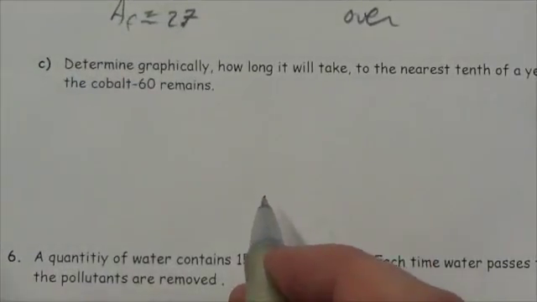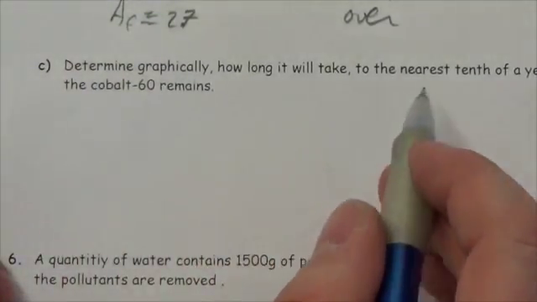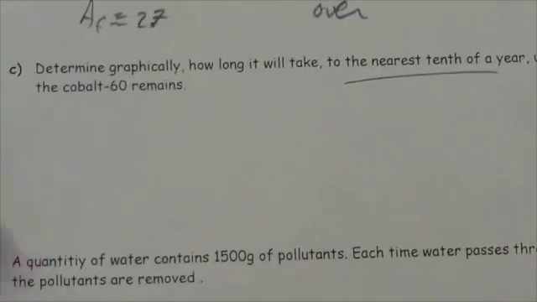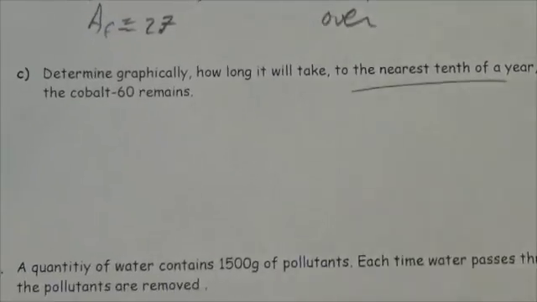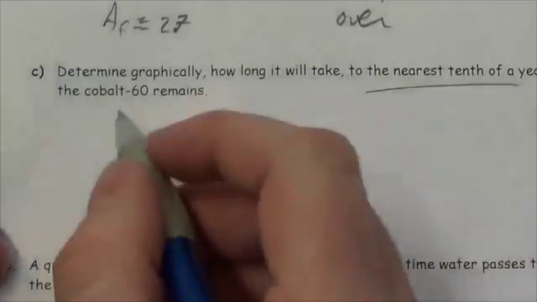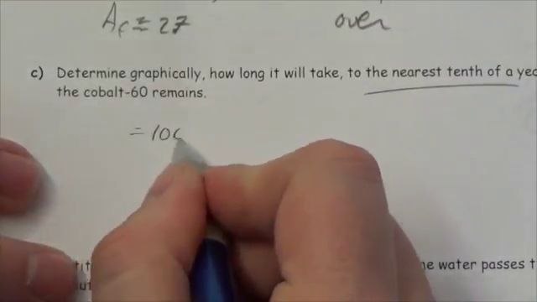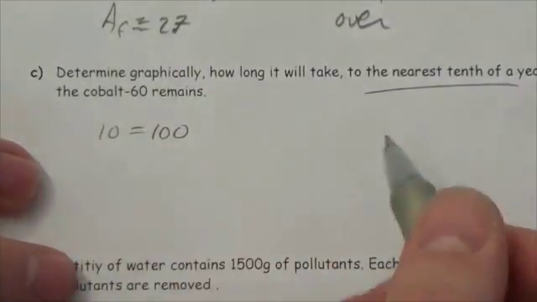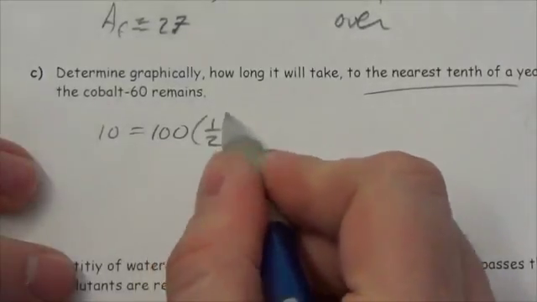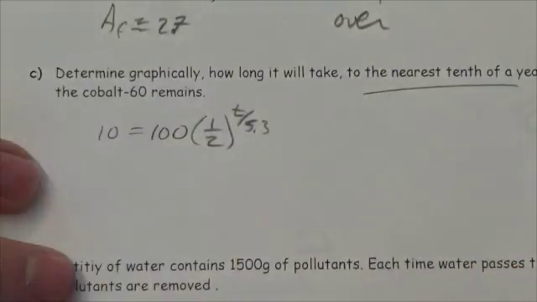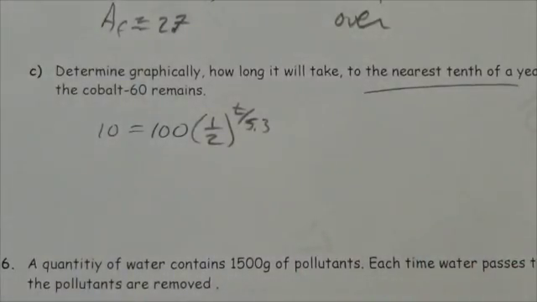So this last one here asks, determine graphically how long it will take, to the nearest tenth of a year, until only 10% of the cobalt remains. We've already established the formula here, so we're just going to plug stuff in. For 10% to remain, I'm going to once again start at 100, throw a 10 in there. This will be 1/2 to the T over that half-life, 5.3. Now this one says do this graphically, so we're going to go to the calculator here and fill this all in.